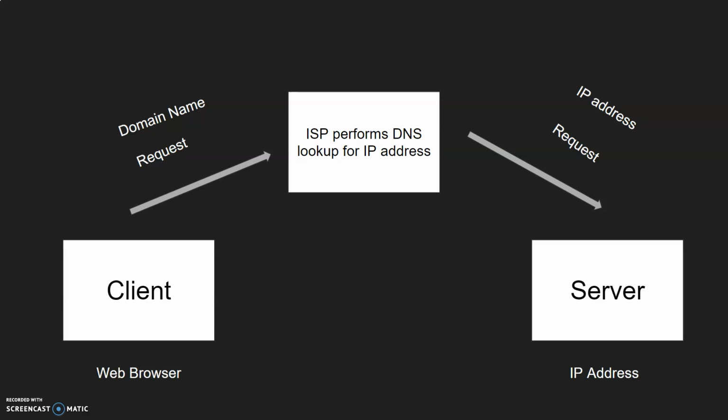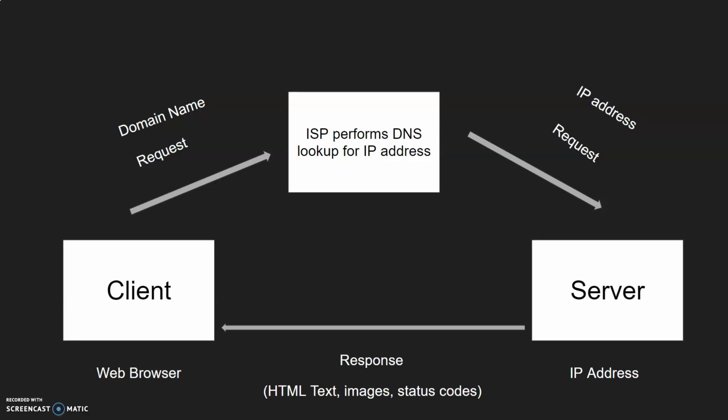After the server matches the request, it will do whatever operations have to be done, and then it will send a response. It could be an HTML page, a text, an image, or any status code, whatever it can be. The server will respond with anything. Even if it is a failure, it will send a failure response. So this is basically how the internet works.